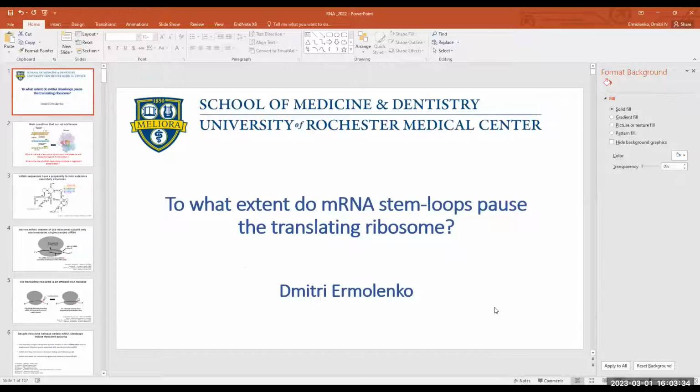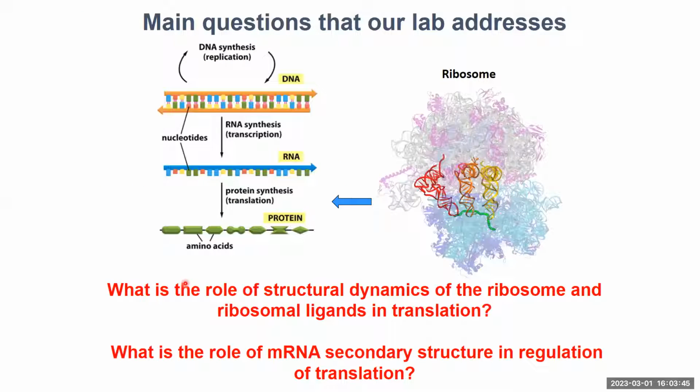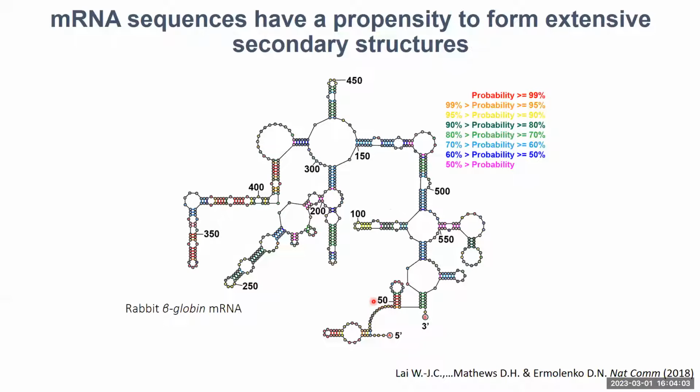So I would like to talk today about the role of mRNA stem loops in translation elongation. My lab studies translation and the ribosome. And we focus on two questions: the role of structural dynamics of the ribosome and ribosome ligands in translation, and the role of mRNA structure in regulation of translation. The second question stems from the fact that most mRNA sequences have a propensity to form extensive secondary structure.